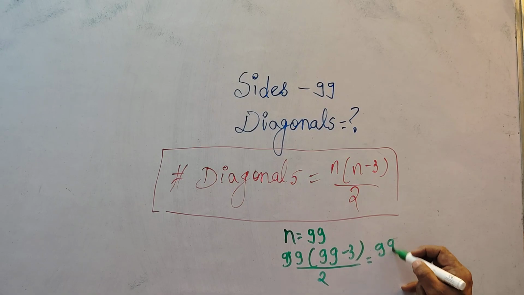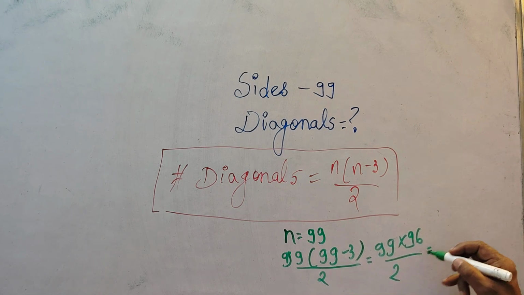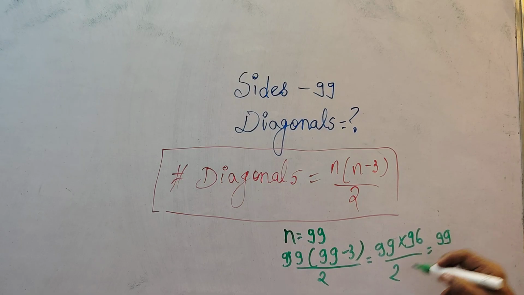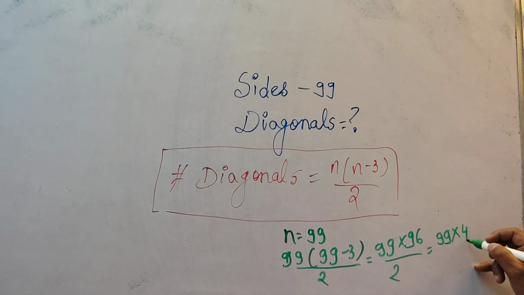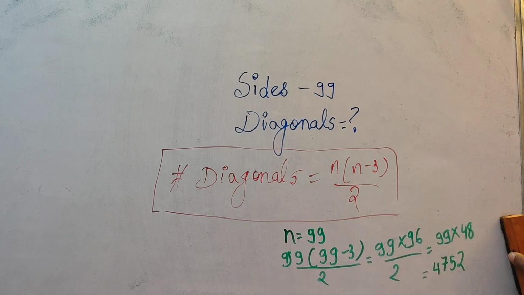We solve the bracket first. 99 minus 3 gives us 96. Divide by 2: 96 cancels to 48. So 48 times 99, after multiplication, gives us 4752. This large number of diagonals is not possible to count by a single person in a few minutes. But it is still not confirmed that the number we obtained is correct.